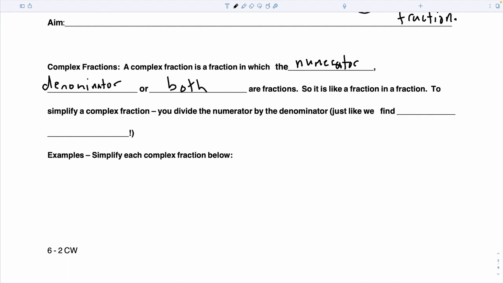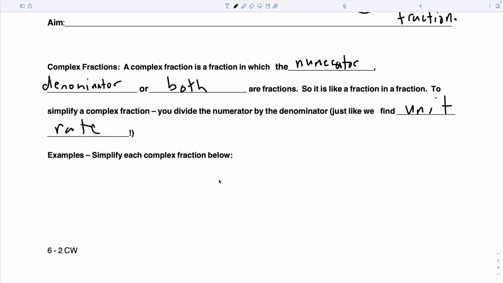And if you can get the foundation now and have it in your pocket, you're going to be able to problem solve a lot better and get those really difficult problems correct. It's just like we are finding a rate. So it's like a fraction in a fraction. To simplify a complex fraction, you divide the numerator by the denominator, just like we find the unit rate like yesterday.